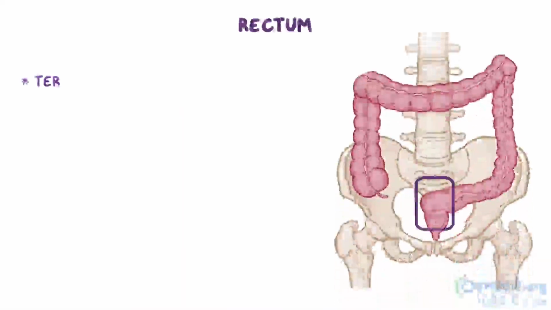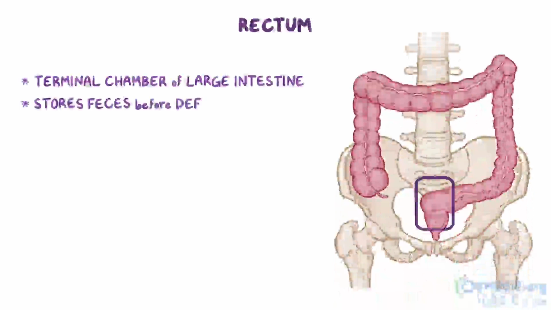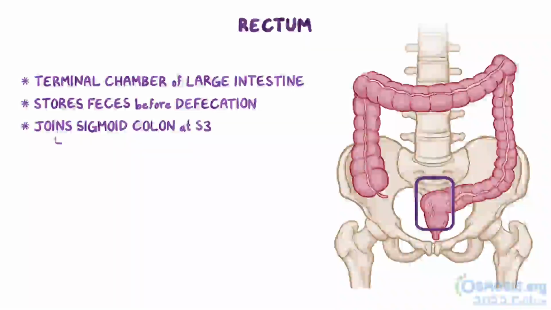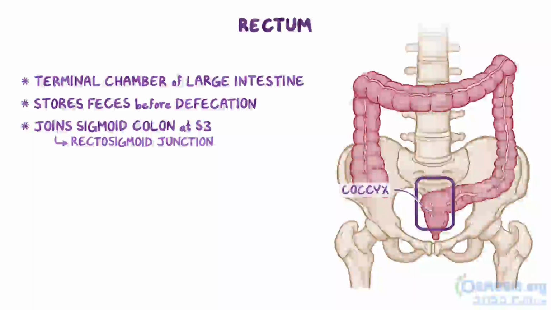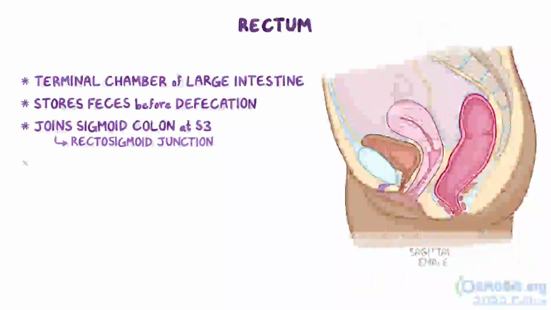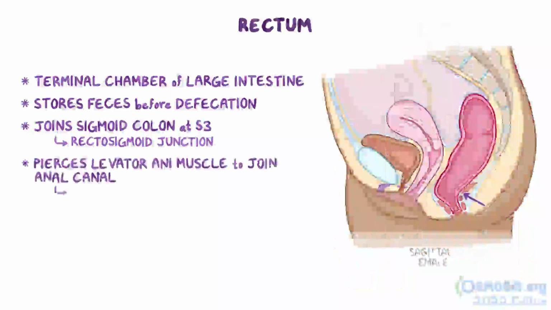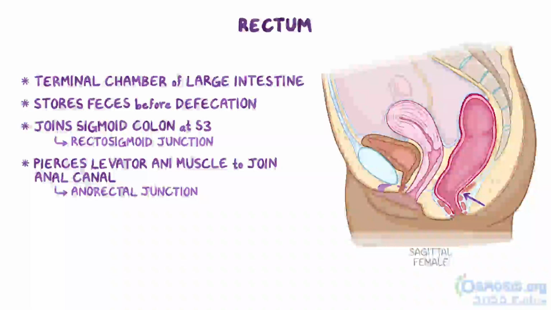The rectum is the terminal chamber of the large intestine that temporarily stores feces before defecation. The rectum joins with the sigmoid colon at the level of S3, forming the recto-sigmoid junction. Then, the rectum courses below in the pelvic cavity, reaching a point anterior and inferior to the tip of the coccyx. Here, the rectum pierces the levator ani muscle to join with the anal canal, forming the anorectal junction.